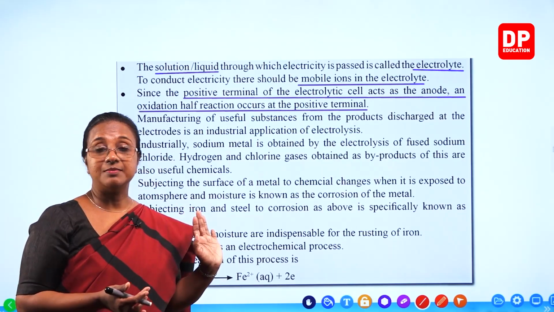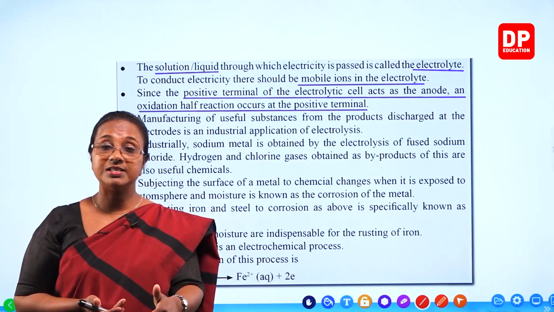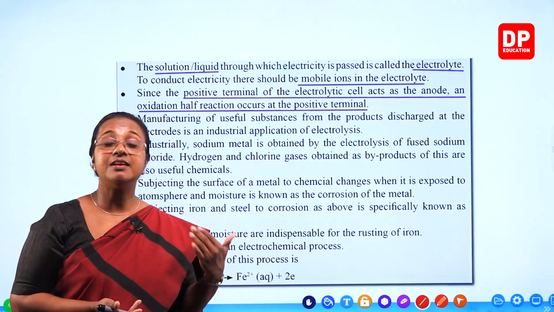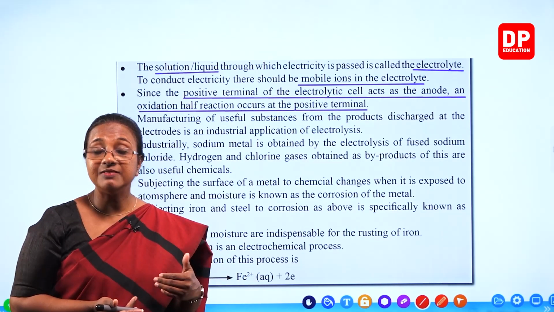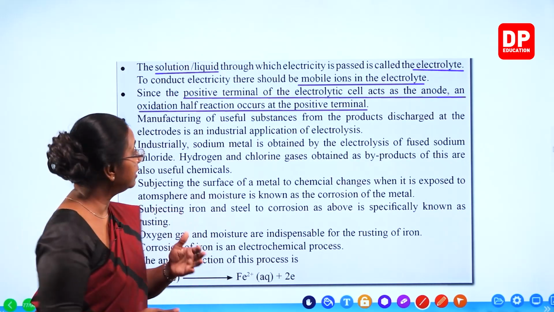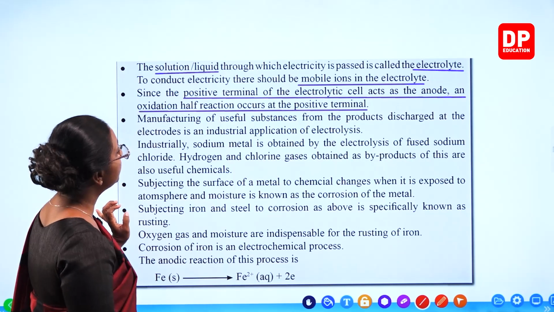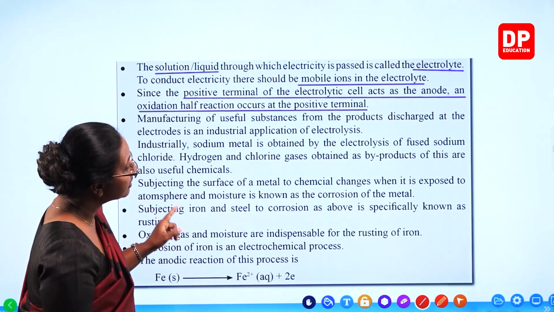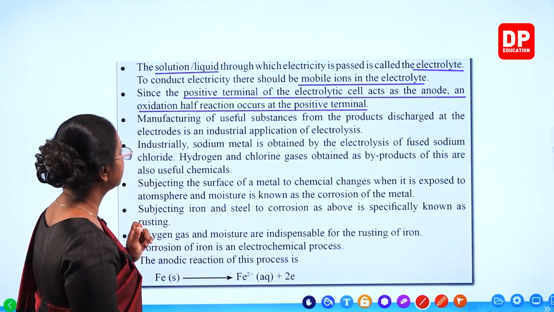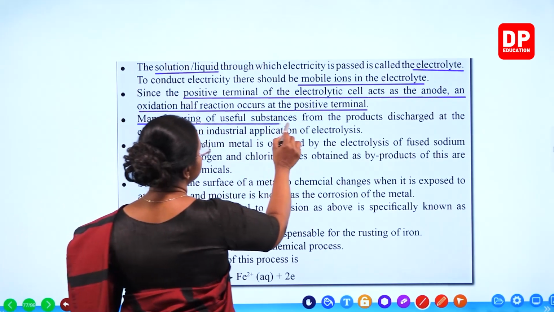At the same time, the cations in the solution get attracted and migrate towards the negative electrode. There they take up electrons and get reduced. Therefore, the negative electrode acts as a cathode. Negative electrode is the cathode. Then, manufacturing of useful substances from the products discharged at the electrodes is an industrial application of electrolysis, manufacturing of useful substances.